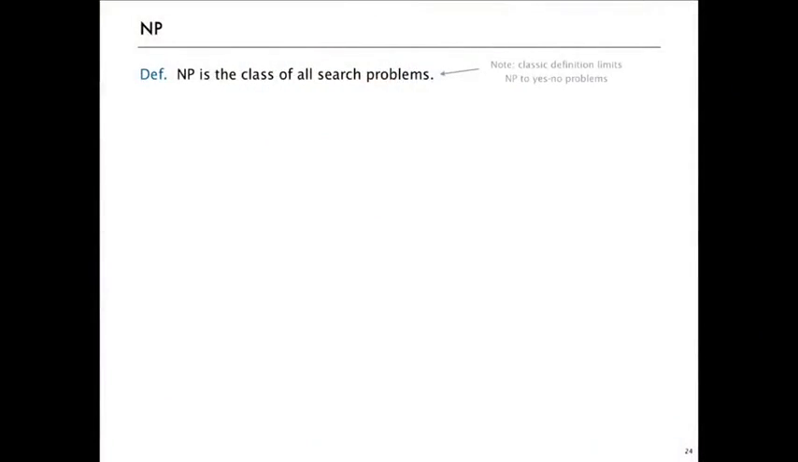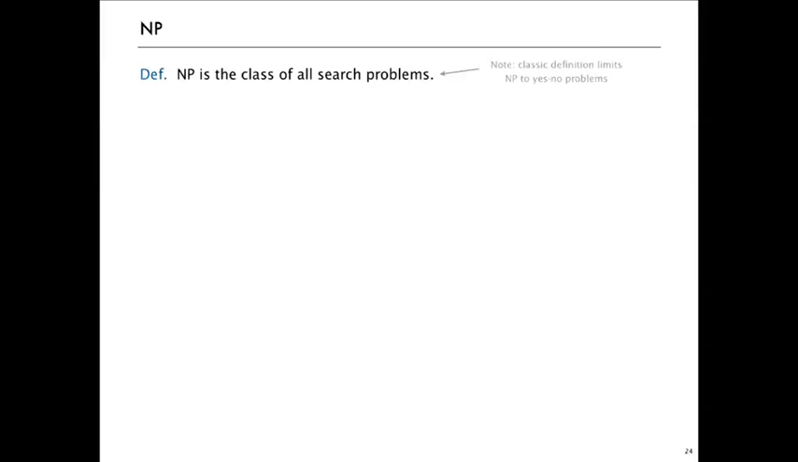Now we're going to talk about P and NP, the two major classes of problems that form the basis for the theory of intractability. We talked about search problems, and what we're going to do is just name that class of problems, and that's what we call NP. NP is the class of all search problems.